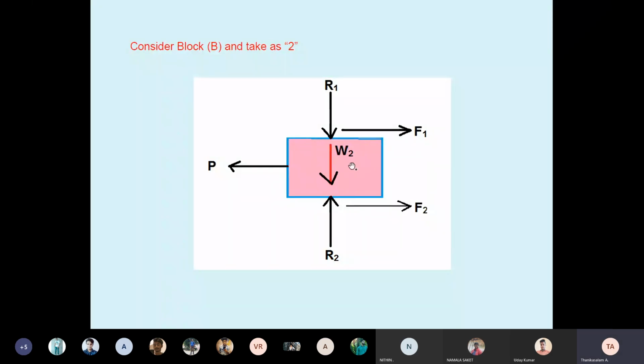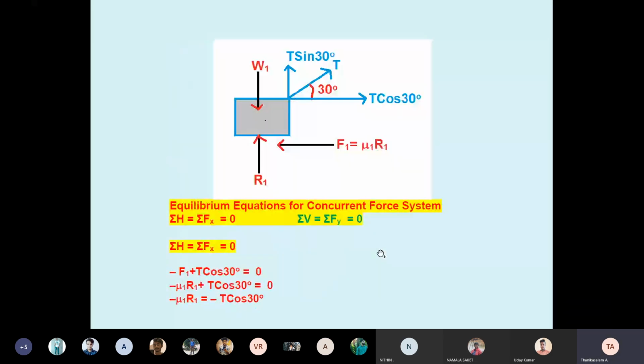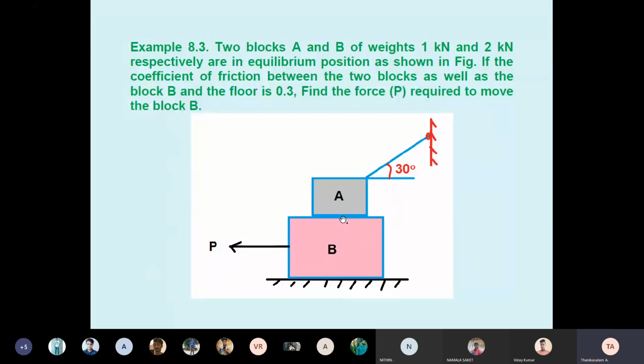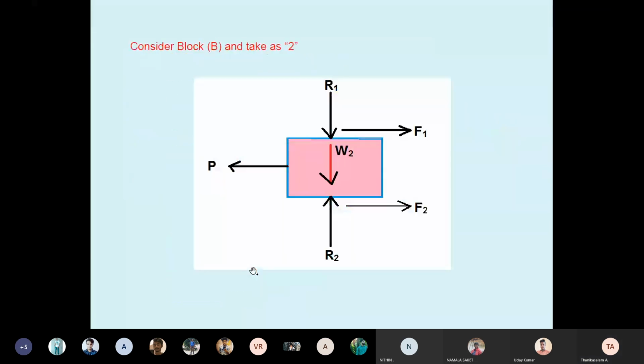The weight we know, weight is acting downward. Then why two reactions? Because block B is in contact at two places. See the diagram. Block B is in contact at two places, the upper surface and the bottom surface. In between block A and B there is F1, and between block B and the floor, F2. Why am I taking friction on the right side? Because we are pulling P on the left side. Students, P is left side, no? That's why.